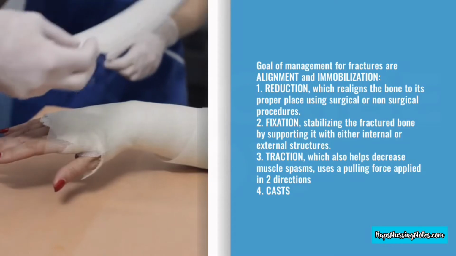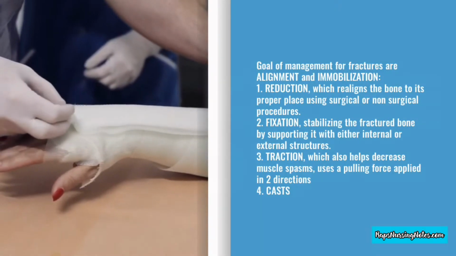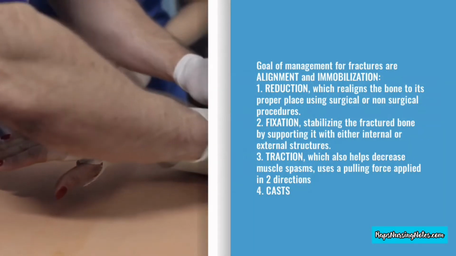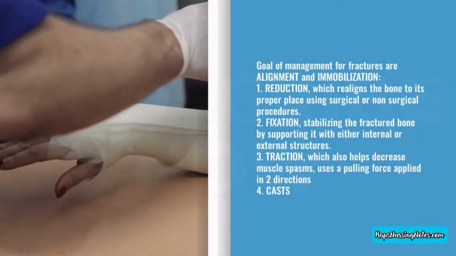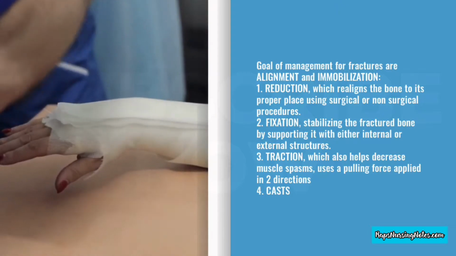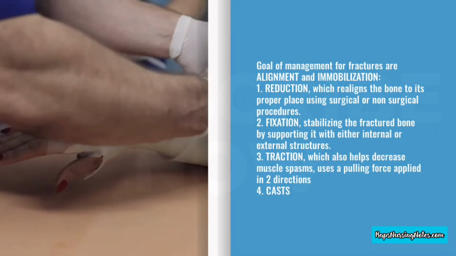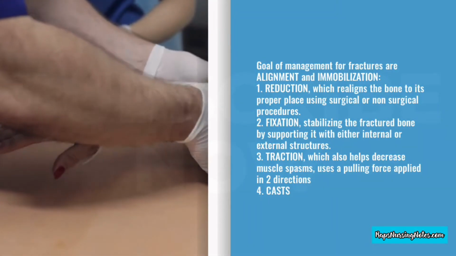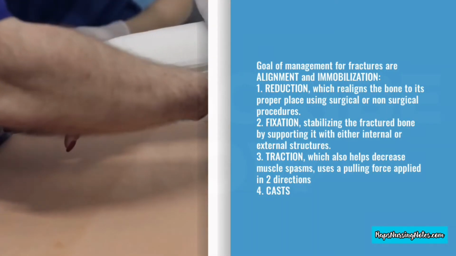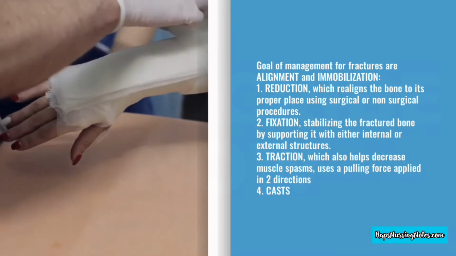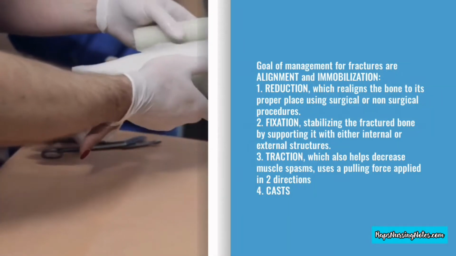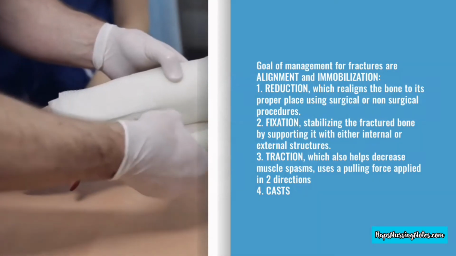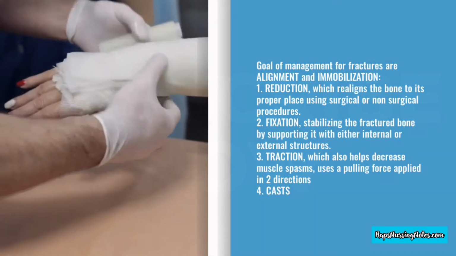Number 8. The goals of management for fractures are alignment and immobilization, such as 1. Using reduction, which realigns the bone to its proper place using surgical or non-surgical procedures. 2. Using fixation, which is stabilizing the fractured bone by supporting it with either internal or external structures. 3. Using traction, which also helps decrease muscle spasm, uses a pulling force applied in 2 different directions. And 4. The use of a cast.